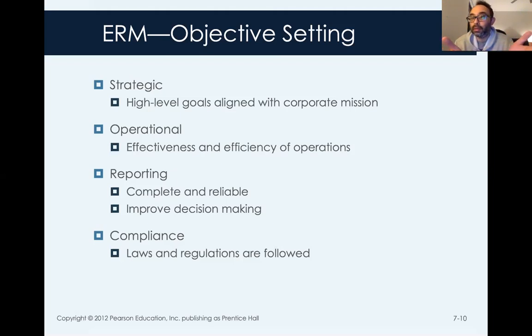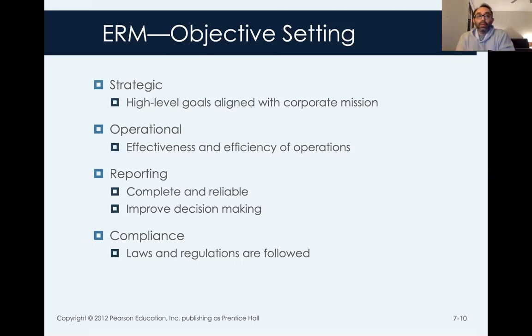So that's your strategy. Operations is whenever you see operational or operations, even in financial accounting or tax or any other course that you're taking, operations always means minimizing cost and maximizing profits. So that's what operation is. So every company should have a strategy or an objective of how to minimize cost and how to maximize your profits.